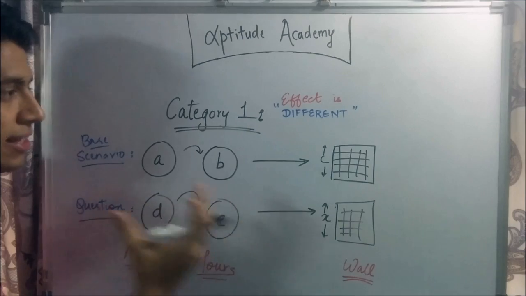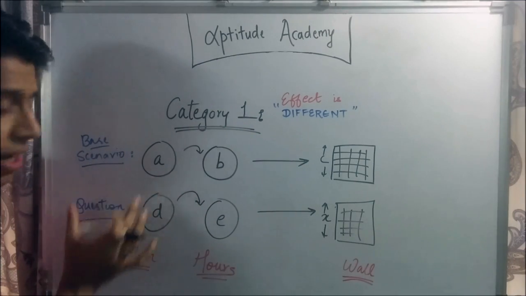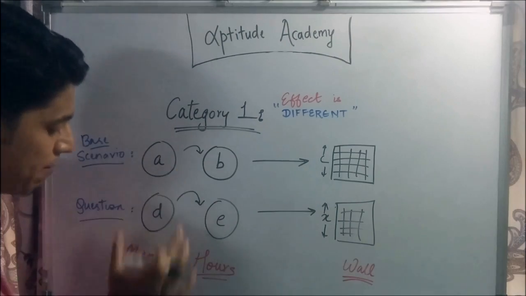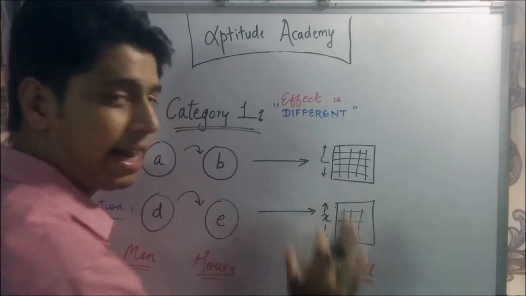Right, now let's discuss the two parts in any sum. You've got the base scenario and you've got a question, right? Now the base scenario says that you've got A men that work for B hours and they construct a wall of C meters height, right?